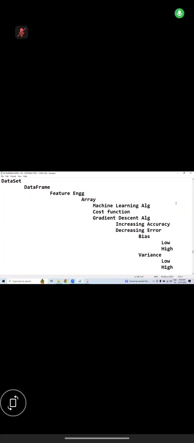Explain about variants. This is something like A to Z. We are touching A to Z in one snap actually. Let me first read so that you can read later. Sir, always discussion starts from data set. The next one: data frame, feature engineering, array, machine learning.